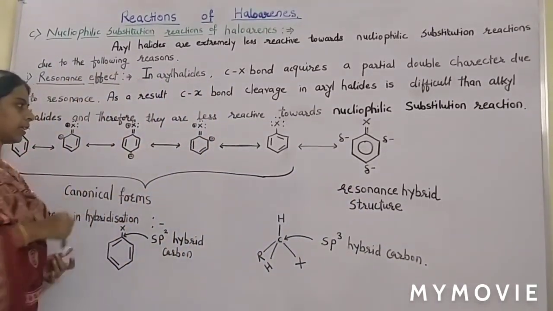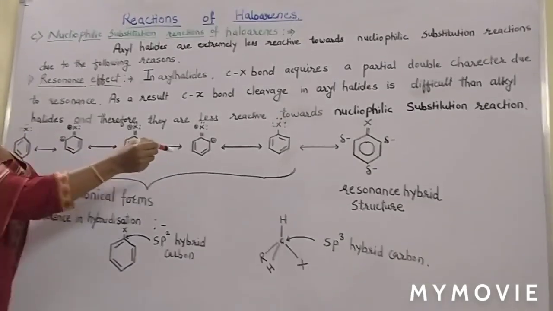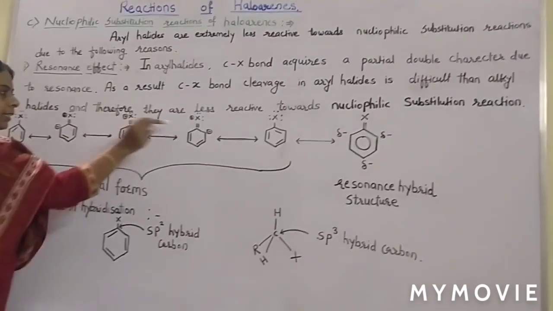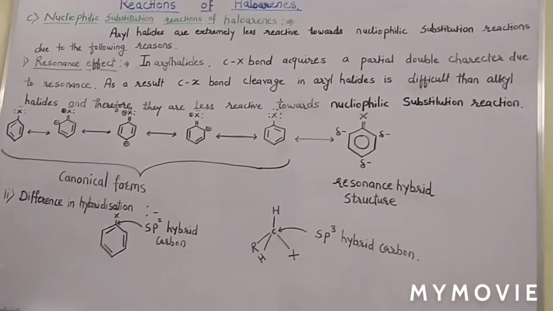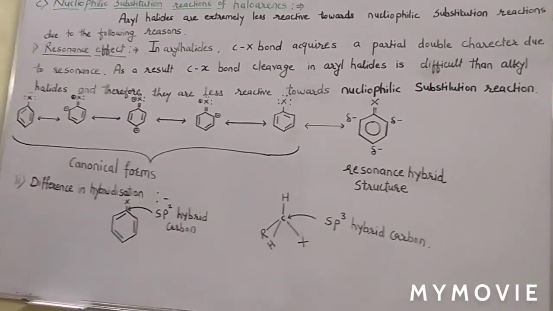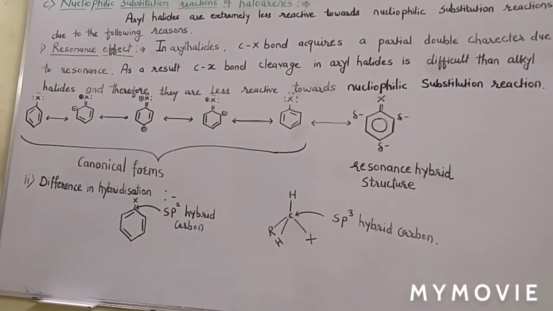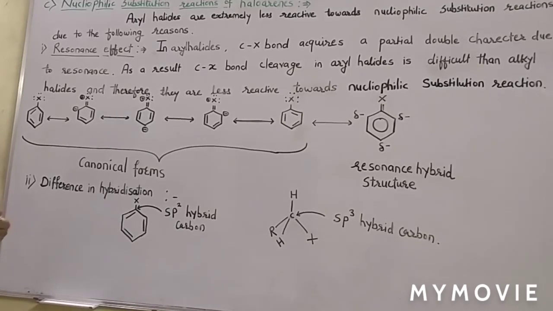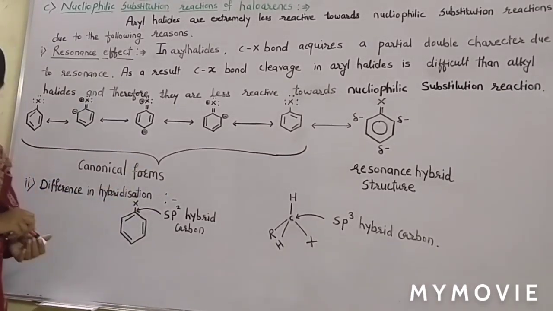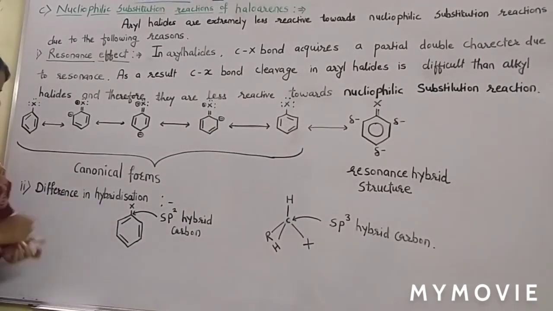From this you can see that the electron density is very high in the para and ortho positions, and between C and X a double bond character exists. Because of this double bond character, it is very difficult to break the C-X bond, so it is less reactive towards nucleophilic substitution than alkyl halide, because there is no double bond in alkyl halide. Second point is the difference in hybridization.